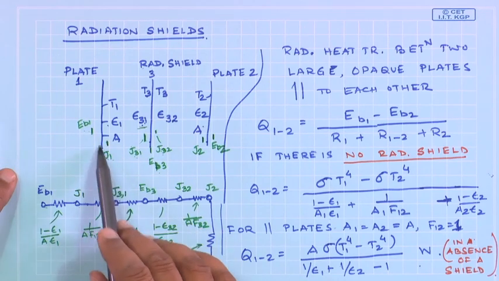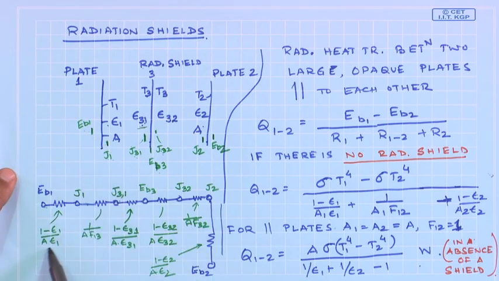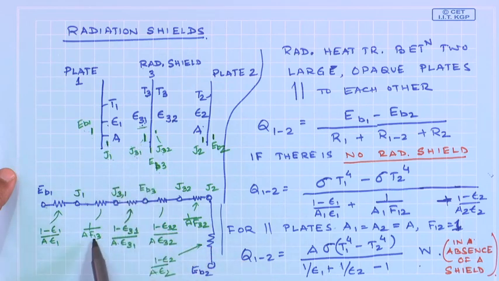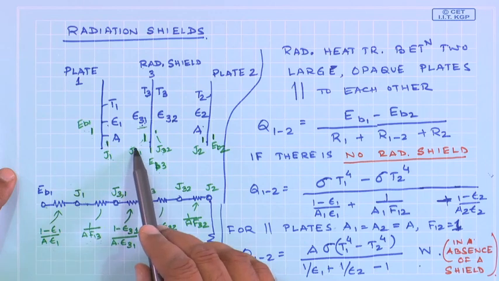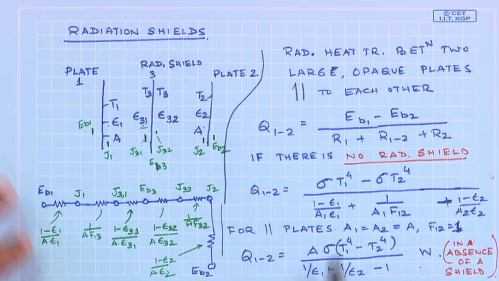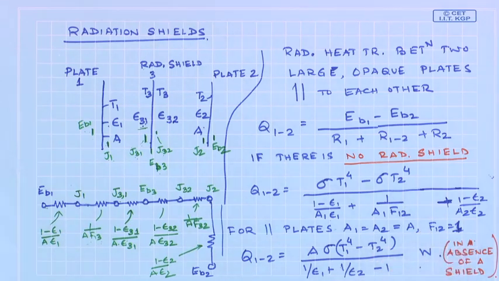And between each of these nodes, between EB1 and J1, you have the surface resistance to radiation. Between J1 and J31, you have the resistance formula for the enclosure, J31 and EB3 surface resistance, and so on. So, you get the complete picture for this.